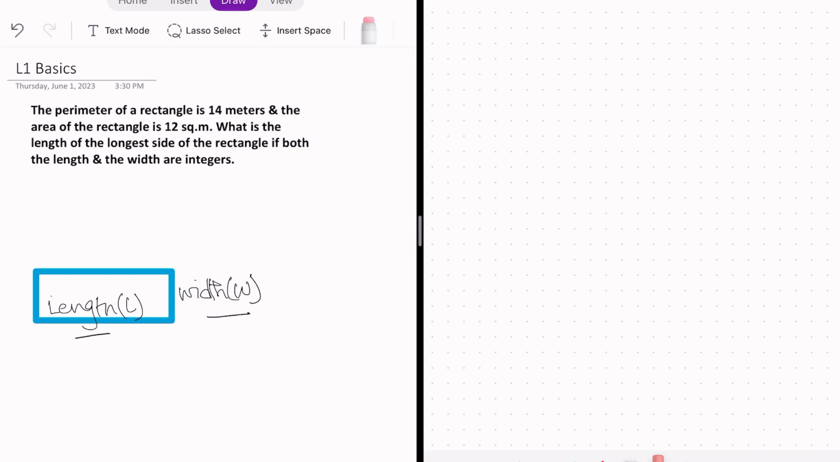Okay, the question says the perimeter of a rectangle is 14 meters and the area of the rectangle is 12 square meters. What is the length of the longest side of the rectangle if both the length and the width are integers?